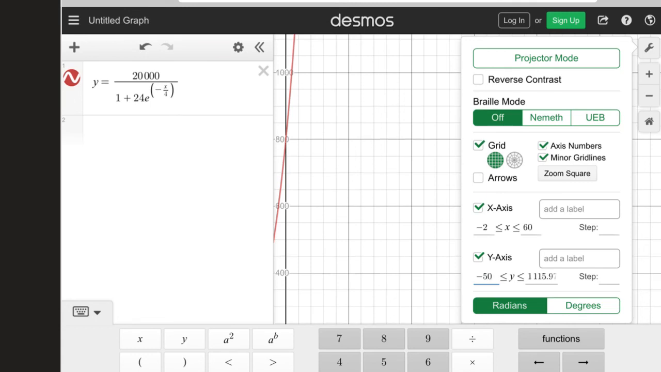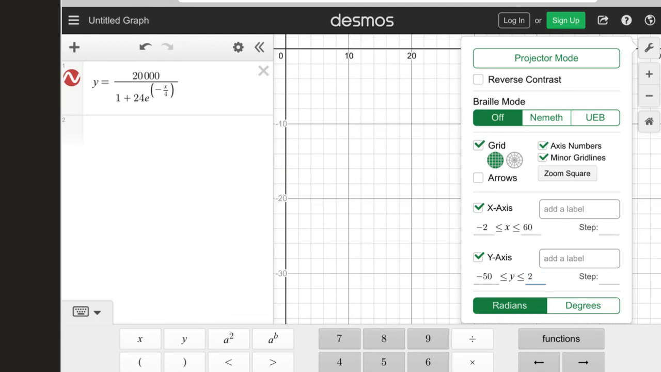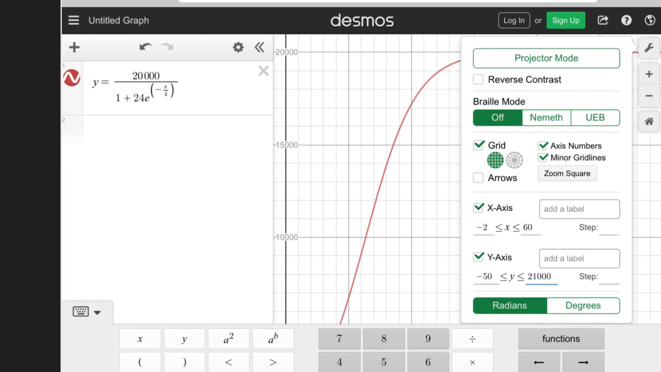But we just found that our maximum number of fish is going to be almost 20,000. So I want to make sure that I go maybe 21,000 as my maximum number. That is 210,000. I do not want that. I like 21,000, just so I can see on all sides of my axes.